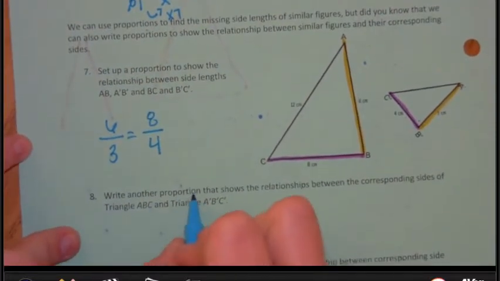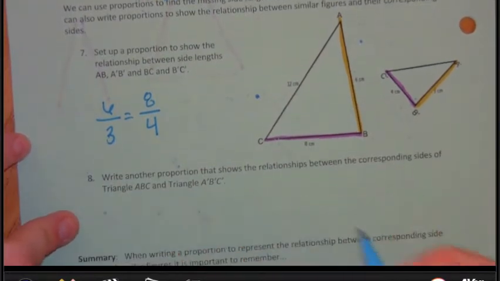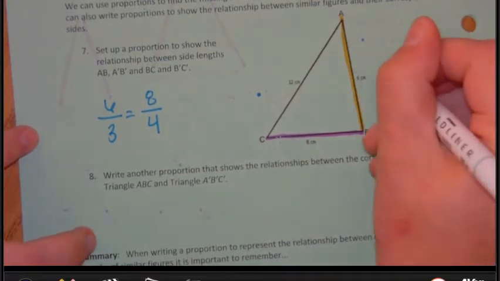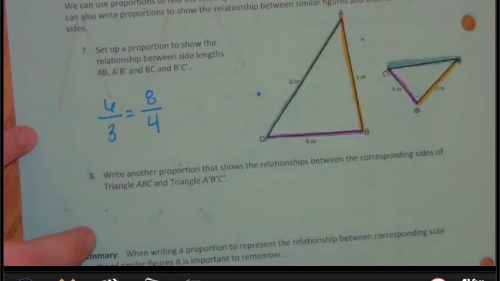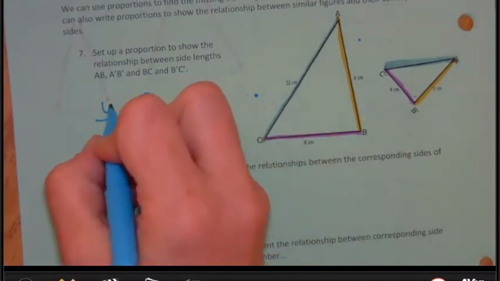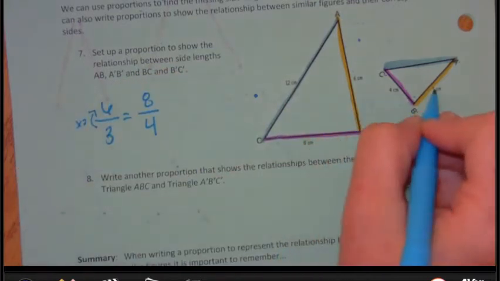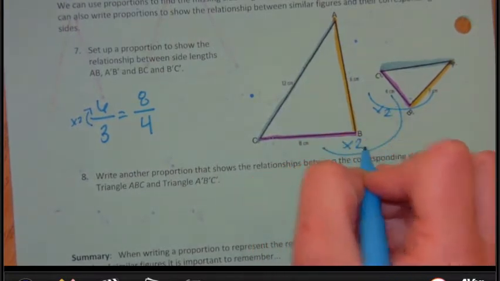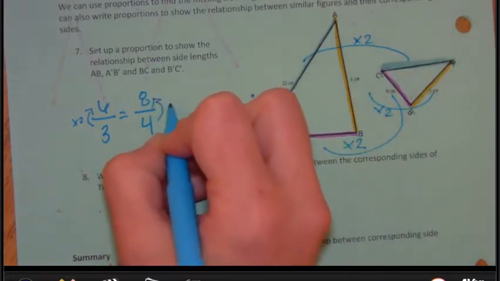It says write another proportion that shows the relationship between the corresponding sides of triangle ABC and A prime, B prime, and C prime. Okay, let's go ahead and try that. Let's do A to C and A prime and C prime. This is a great example, so let's use this right here. I know that 6 over 3, I'm going to multiply by 2 to get from here to here. From 3 to 6, it's times 2. From 4 to 8, it's times 2. From here to here, it's going to be times 2. So times 2.